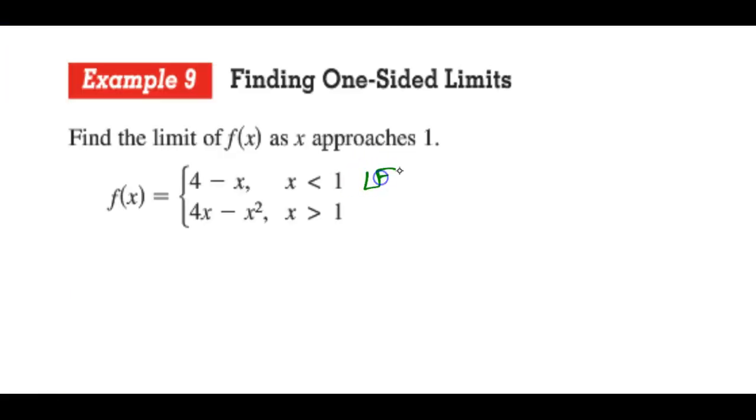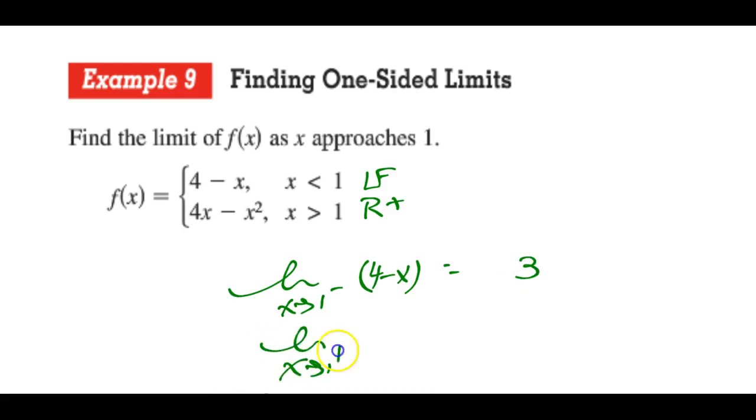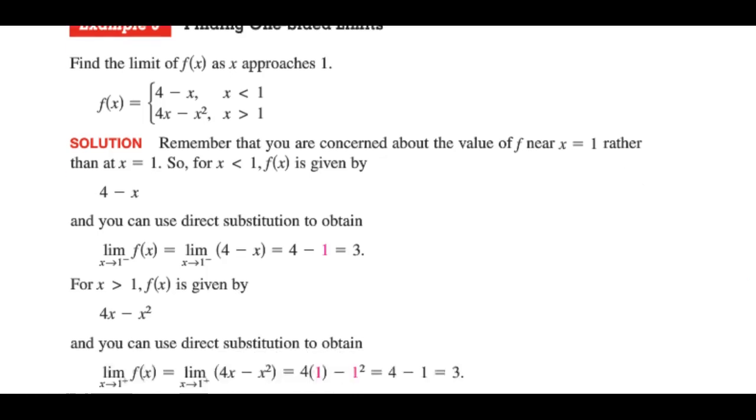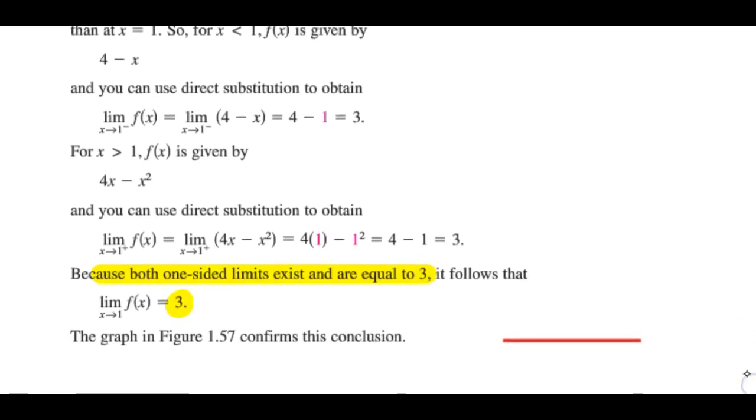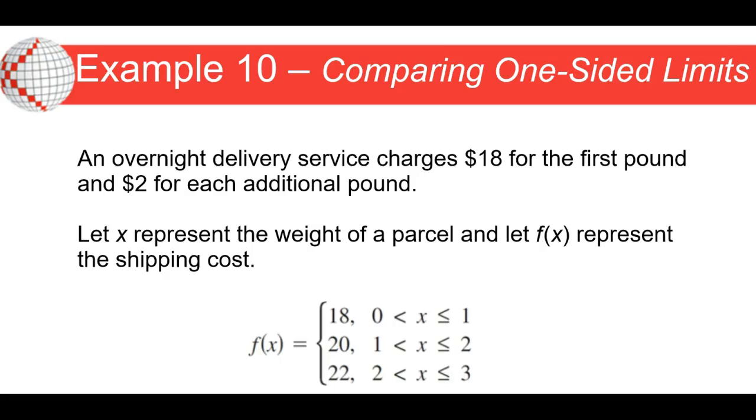This says all the values of x that are less than, so that's from the left, this is from the right. So we're just going to do direct substitution. The limit as x approaches 1 from the left of this would be 3, and the limit as x approaches 1 from the right of the other function, the 4x minus x squared, is also 3. So again, the limit exists. You can pause the video if you'd like.